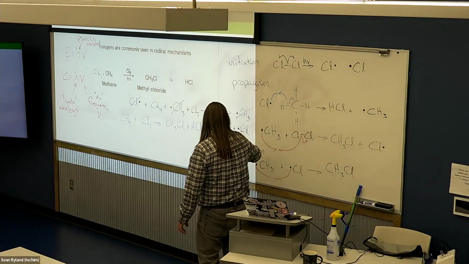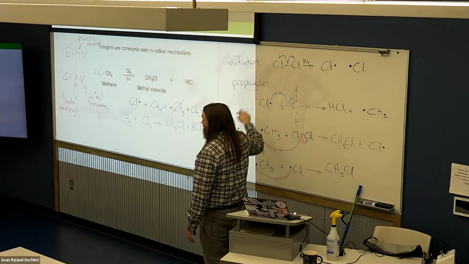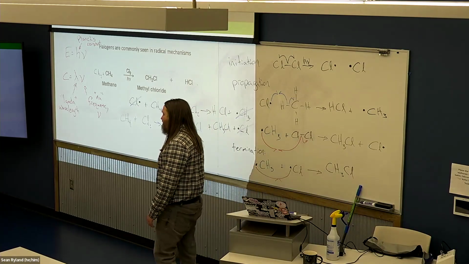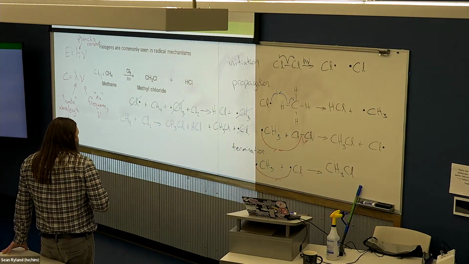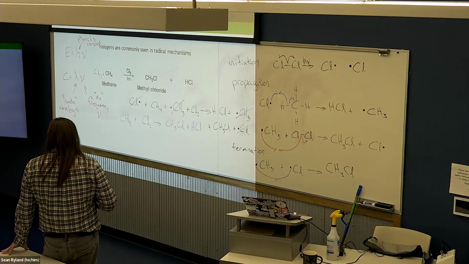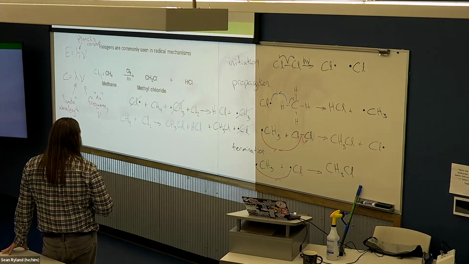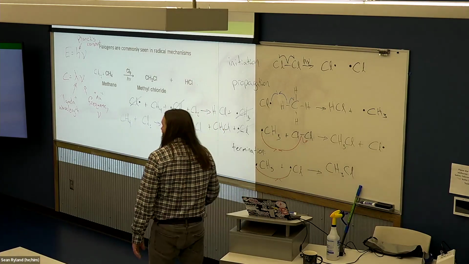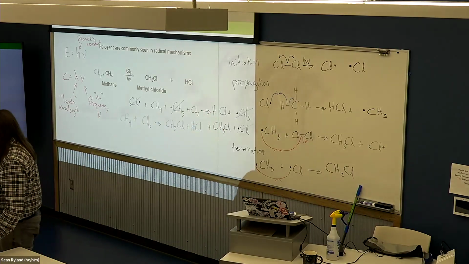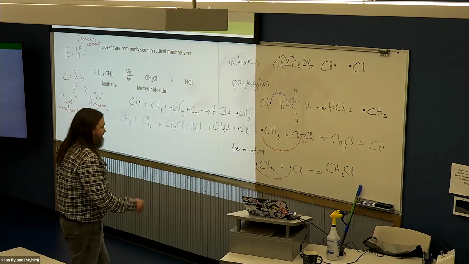Initiation, propagation, termination. The trickiest part is usually making sure your propagation adds up with the net. We initiated, and then there's a whole bunch of propagation, and then eventually we get to termination. That's the dream. And it starts with a divorce.